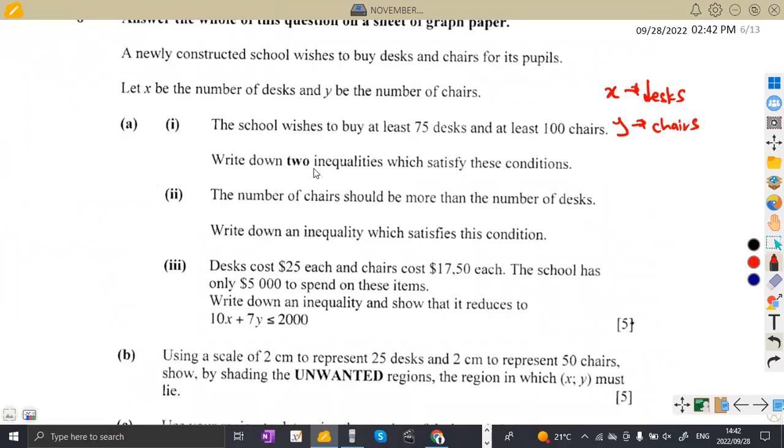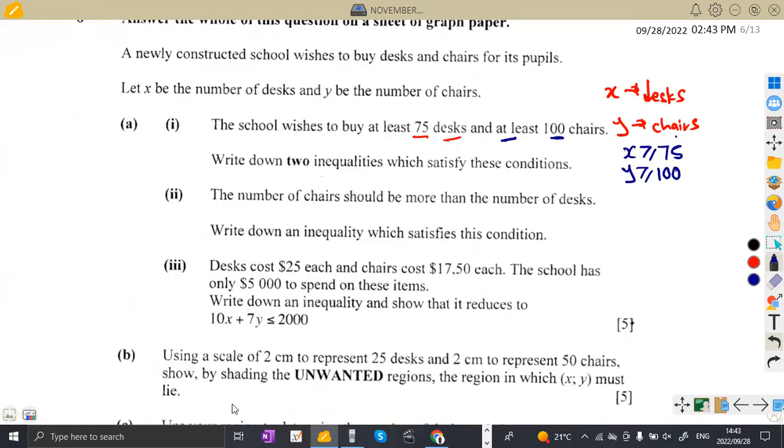Okay, so the school wishes to buy at least 75 desks. So remember, guys, I told you at least means greater than or equal to. So write down two inequalities. So X here is for the desk, because the desk is what? 75. So it's at least, that's greater than or equal to 75. And at least 100 chairs. A chair is represented by Y, so Y is greater than or equal to 100.